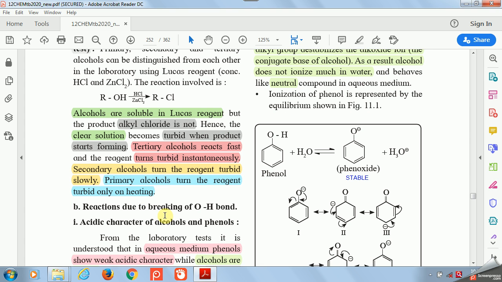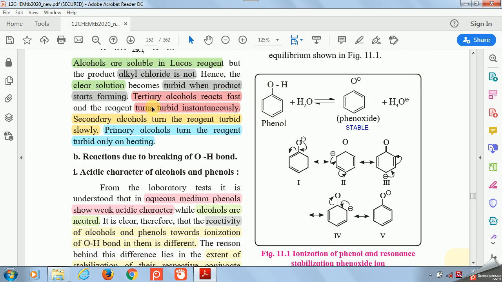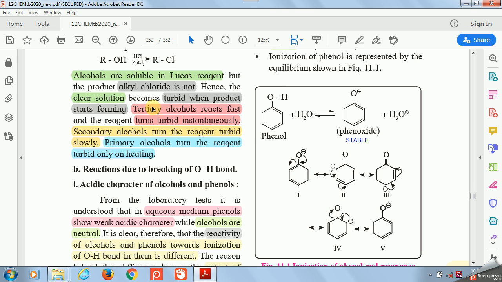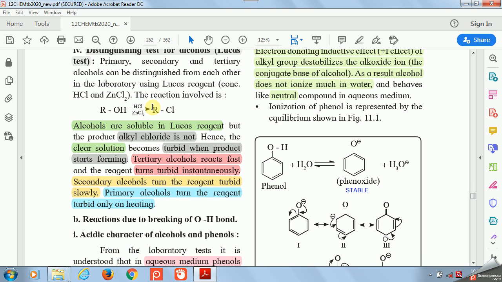So when you have to write the reaction of these alcohols with Lucas reagent, then for primary alcohol we have to heat the mixture, and in case of secondary alcohol we require anhydrous ZnCl2, but in case of tertiary alcohol it reacts with only HCl. So this is about the reactivity of alcohols with Lucas reagent.